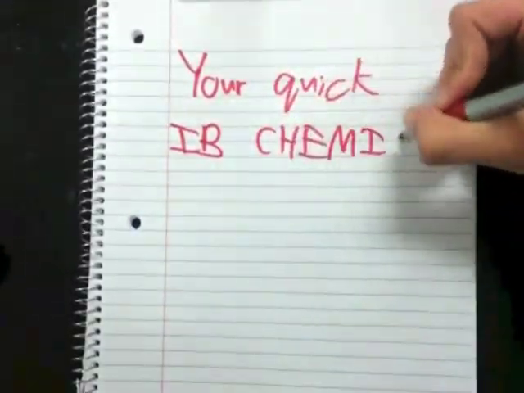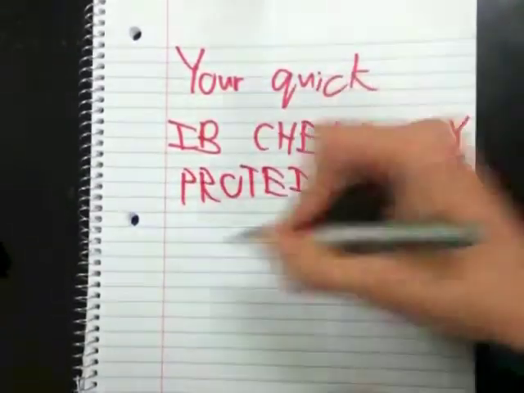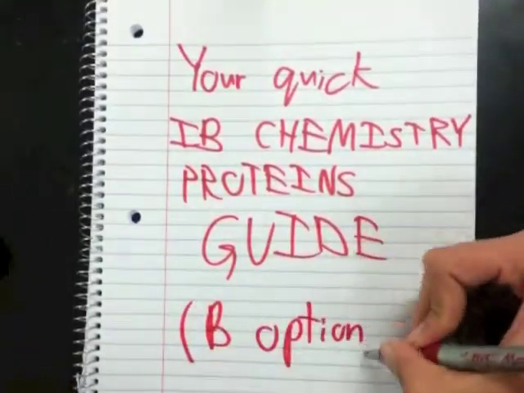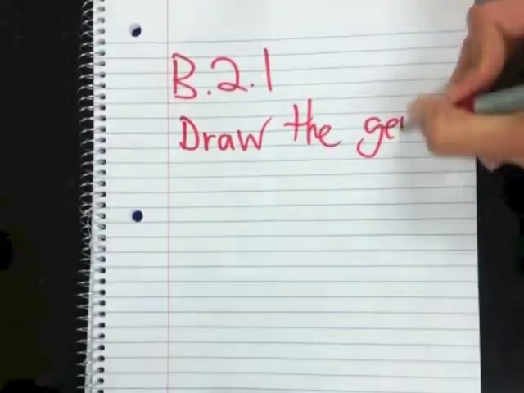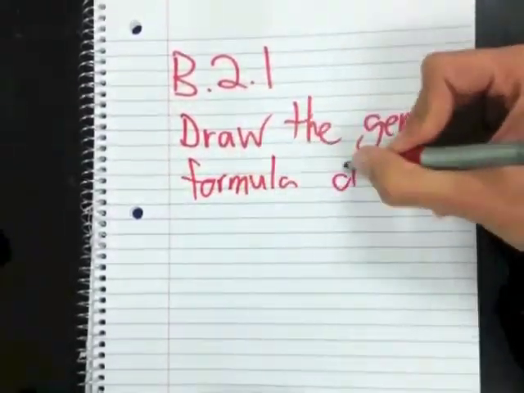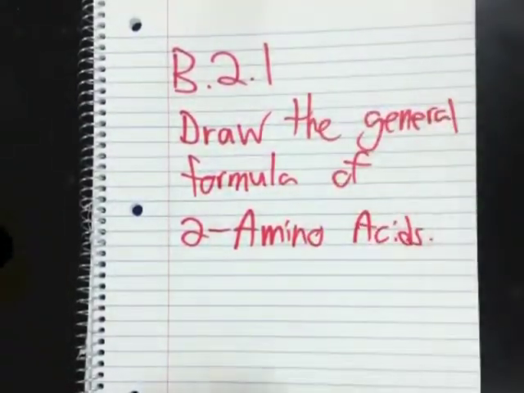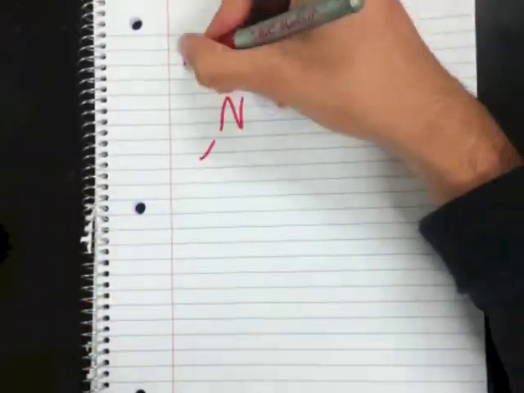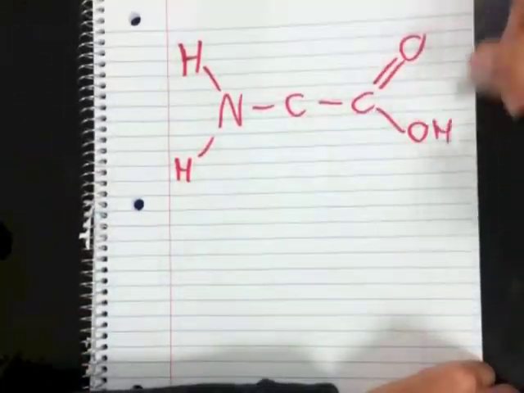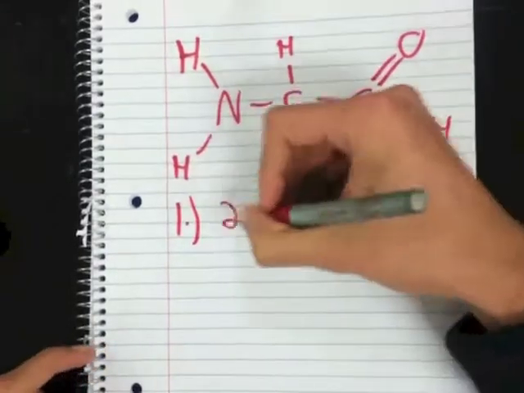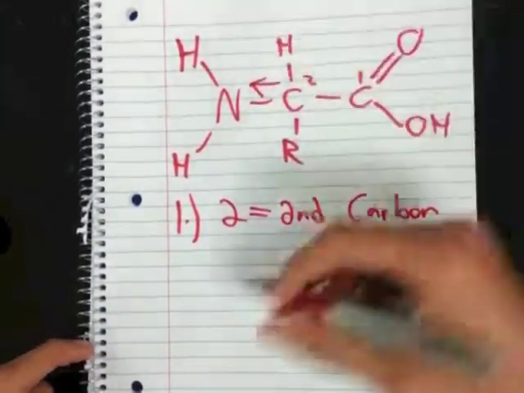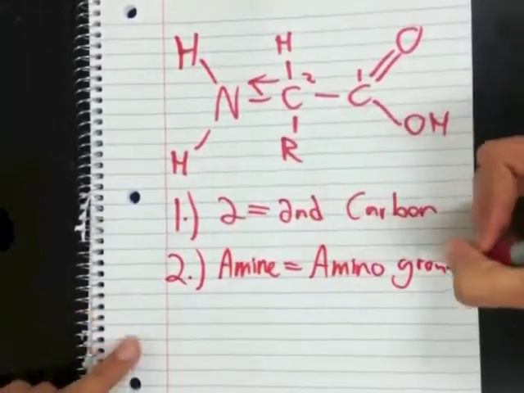Okay, so this is your quick IB chemistry review for proteins. Alright, so first off, we start off with B.2.1, drawing the general formula of an amino acid. An amino acid isn't that hard. It's just an amino group attached to a carboxylic acid, and the central C has an R off of it. And the R can be anything. It's what defines the acid.